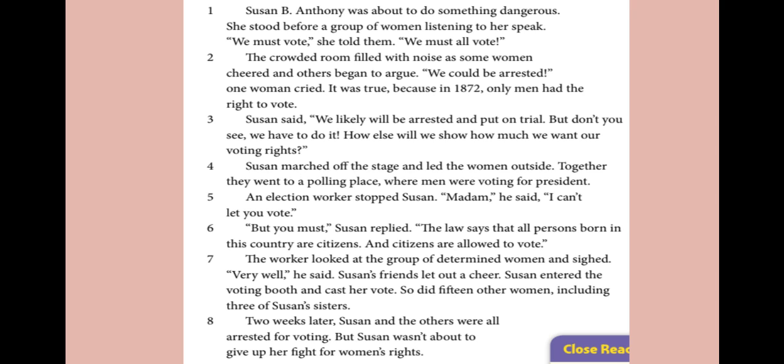Susan marched off the stage and led the women outside. Together, they went to a polling place where men were voting for president. An election worker stopped Susan. "Madame," he said, "I can't let you vote." "But you must," Susan replied. "The law says that all persons born in this country are citizens, and citizens are allowed to vote." The worker looked at the group of determined women and sighed. "Very well," he said. Susan's friends let out a cheer.